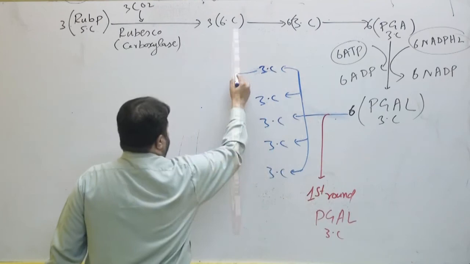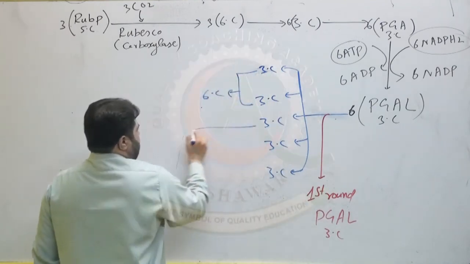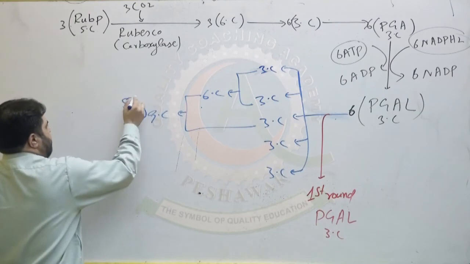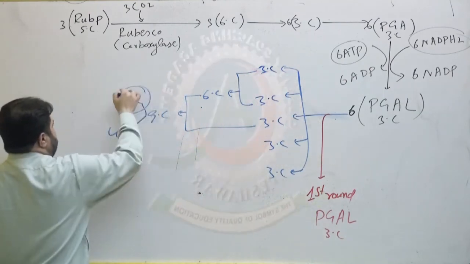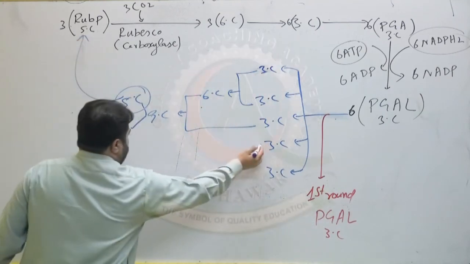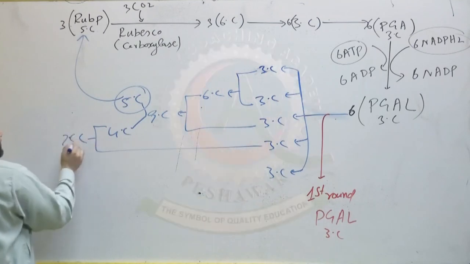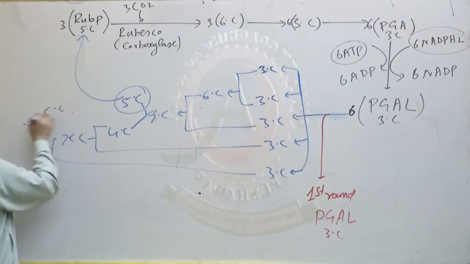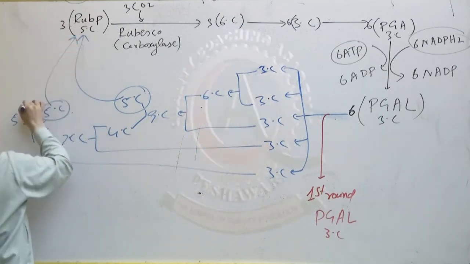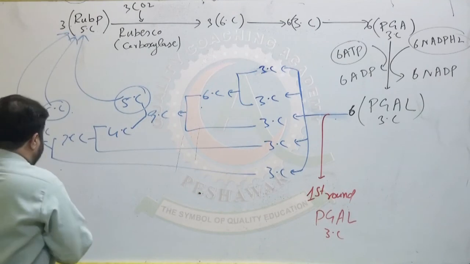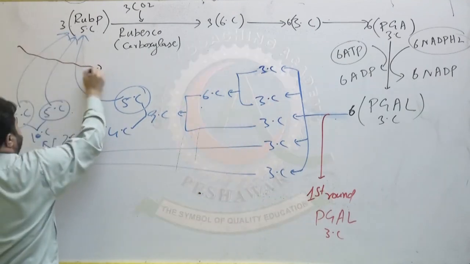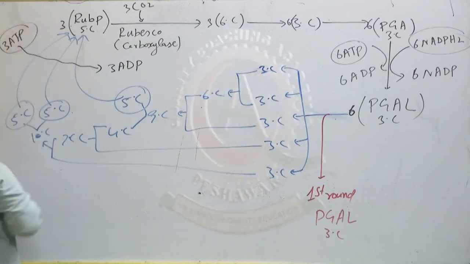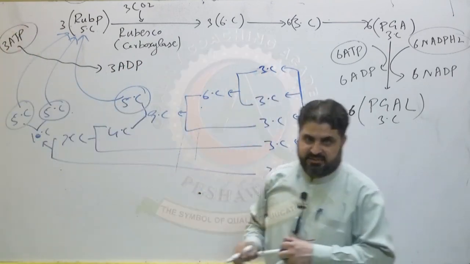Now, 3 plus 3 combine to form a 6 carbon compound. 6 plus 3 combine to form a 9 carbon compound. This 9 carbon compound splits into a 5 carbon compound and a 4 carbon compound. The 5 carbon compound is actually RUBP. Then 4 plus 3 gives a 7 carbon compound, and 7 plus 3 gives a 10 carbon compound. The 10 carbon compound splits to form two 5 carbon compounds. The 5 carbon compound is RUBP. So it means RUBP molecules are regenerated. With the regeneration of each RUBP, 3 ATP is consumed. So during this cycle, a total of 9 ATP is consumed.